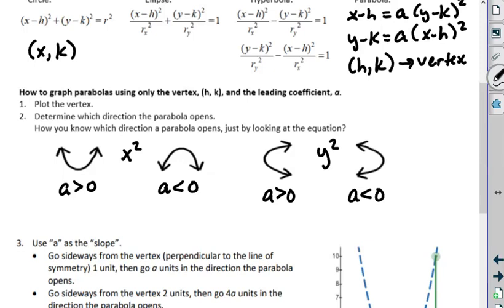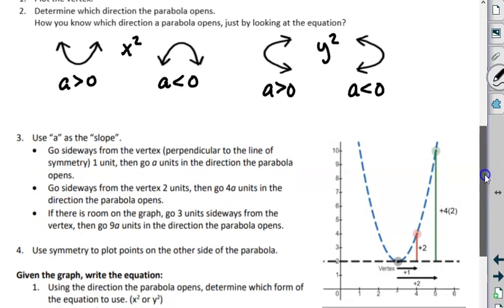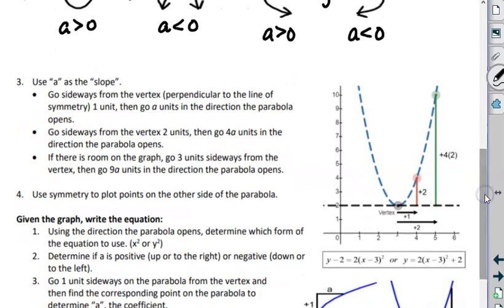Once you know which direction the parabola opens and you have the vertex plotted, then you can use that leading coefficient and that stretching factor, kind of like the slope, to plot two other points. So here's an example. y minus 2 equals 2 times (x minus 3) squared. I locate the vertex at the point (3, 2).